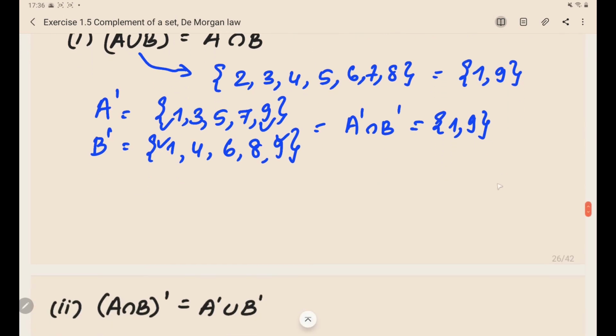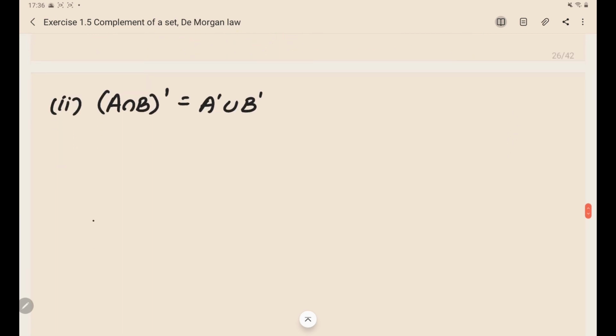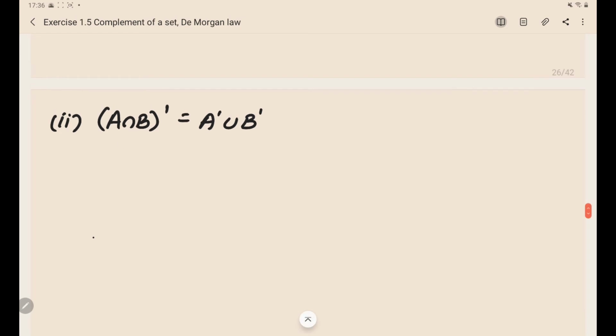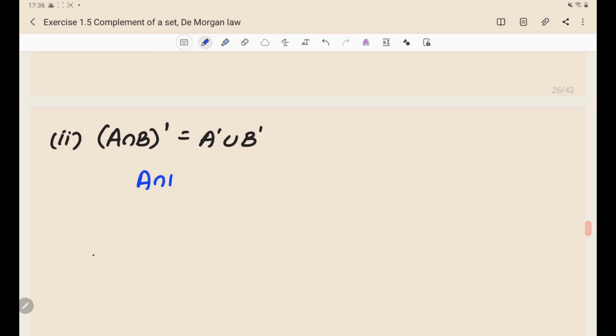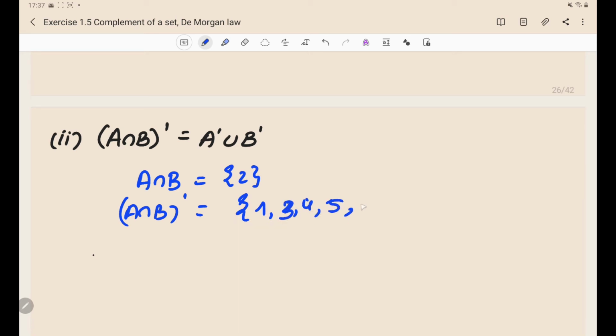Now let's do the second portion of it. (A intersection B) the whole complement. First of all, let's find what A intersection B is. A intersection B is 2. So what is (A intersection B) the whole complement? It is all the other elements other than 2: 1, 3, 4, 5, 6, 7, 8, 9.